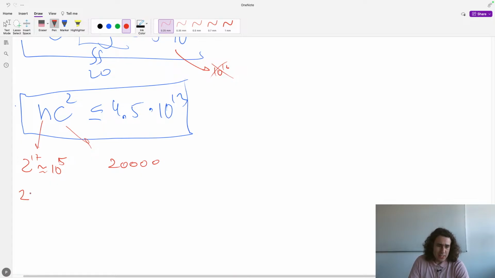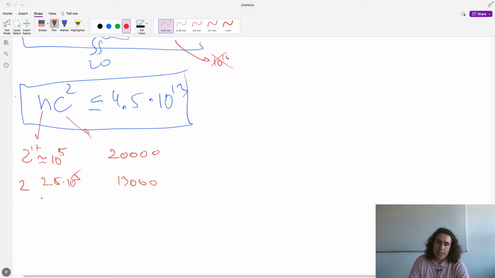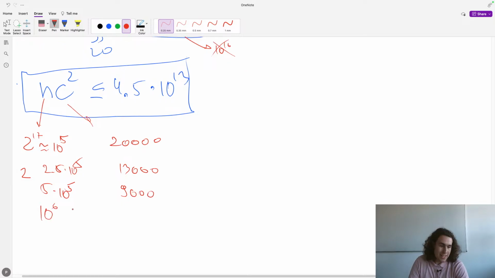If we get to something like 2.5 times 10 to the 5, these are going to be like 13,000. If we're getting into 5 times 10 to the 5 territory, this is going to be 9,000. If we're talking 10 to the 6, this is already 6,500. So you can see that these values C that our initial array can have are pretty small. Of course, it makes sense that in the end we have these huge values, n times c squared, so C cannot be large, but it's kind of improbable that we're going to have such small values in our arrays.